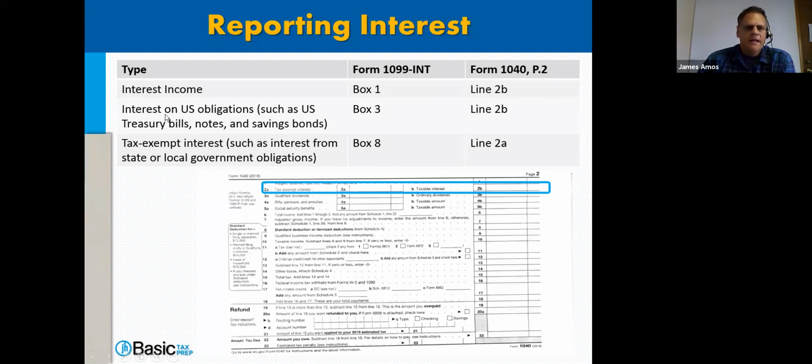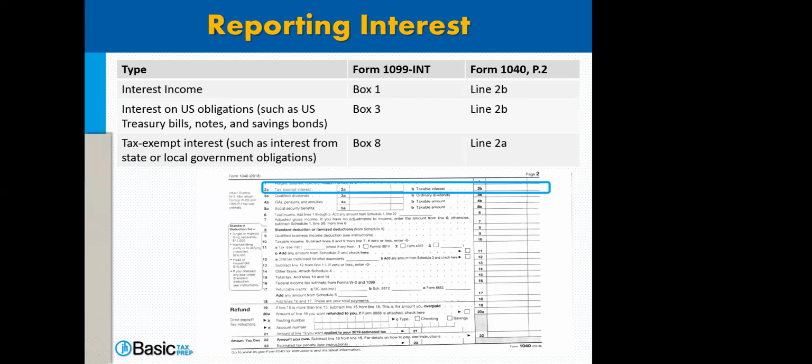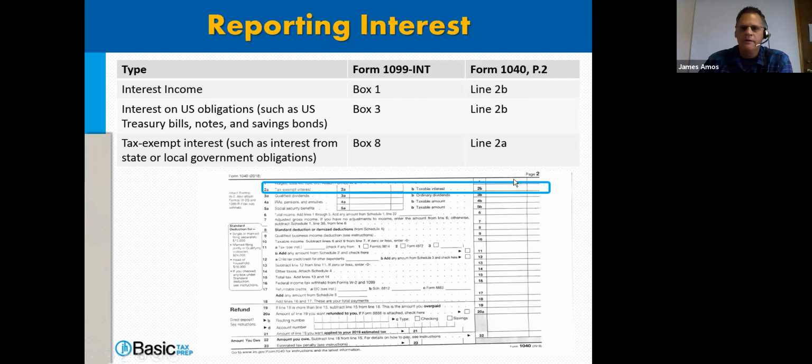Okay? Interest on U.S. obligations, that's reported on the 1099-INT in box 3. Well, that's taxable by the IRS, so you report that on that same line. So if you had an amount in box 1 and box 3, what do you do? You add them together, and then you put the total amount in on that line right there.